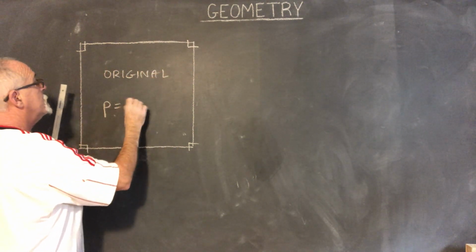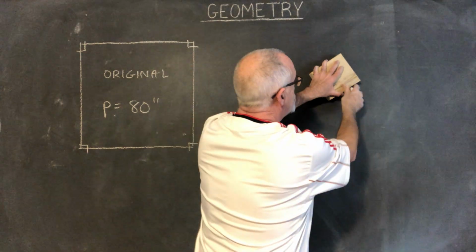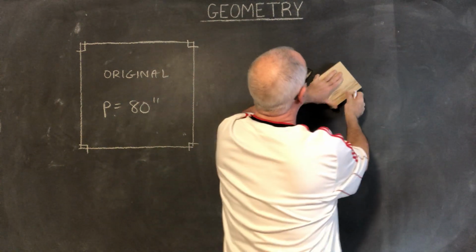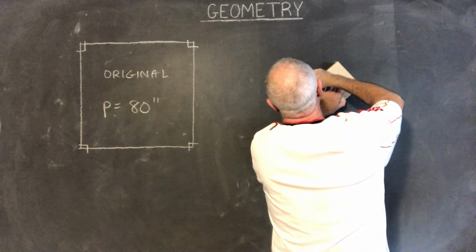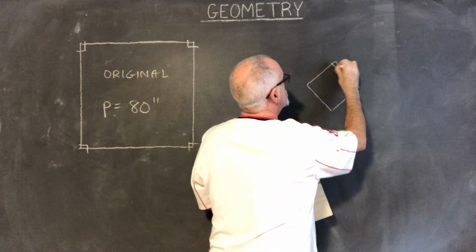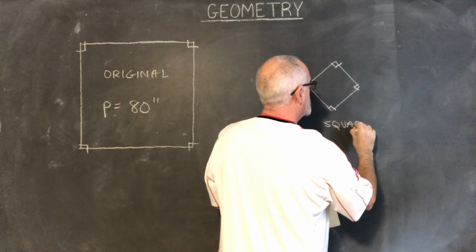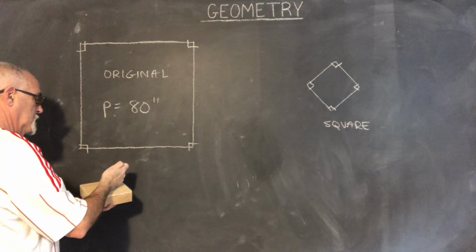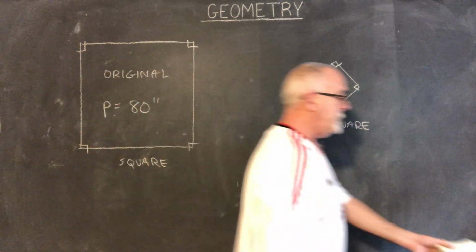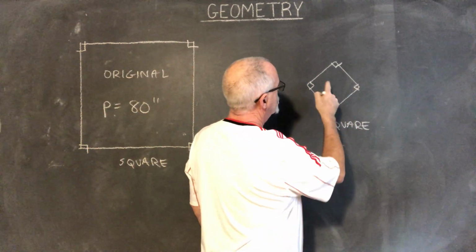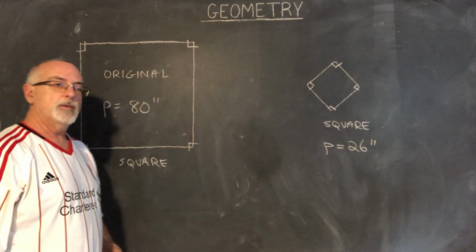And its perimeter is 80 inches. And now I'm going to draw another square. I'm going to use my little shortcut. And I'm going to take advantage of the fact that we know it doesn't matter the orientation. So I'm going to draw this square so that it's twirled like this. It's a square. I'm going to mark the corners. I'll even say this is a square. I need more chalk though. Okay, and the perimeter of this one happens to be 26 inches. I know that because I use that wooden square thing all the time.